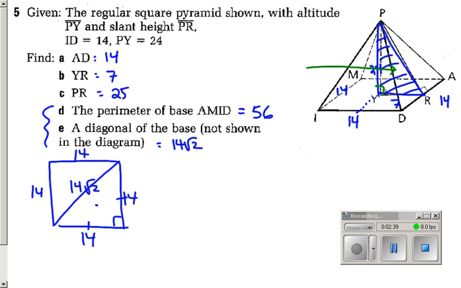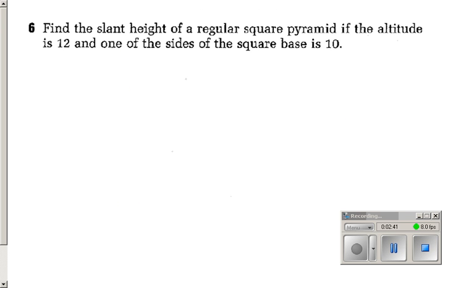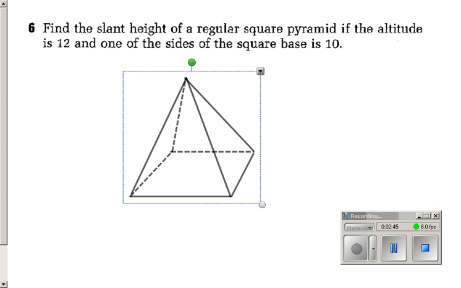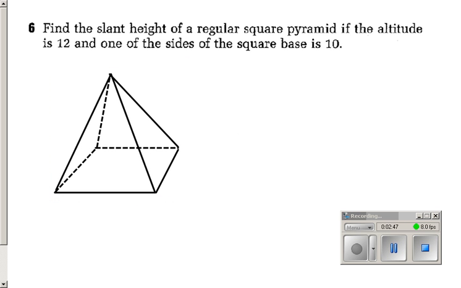Let's move on. Number 6 from section 9.8 has you provide the picture. Okay, so I had pre-drawn a pyramid here. It says in the problem, find the slant height of a regular pyramid, a square pyramid, which means again the base is a square. If the altitude is 12, so let me draw that altitude here, this line here is 12. And one of the sides of the square base is 10. So now the question is asking you, what is the slant height?